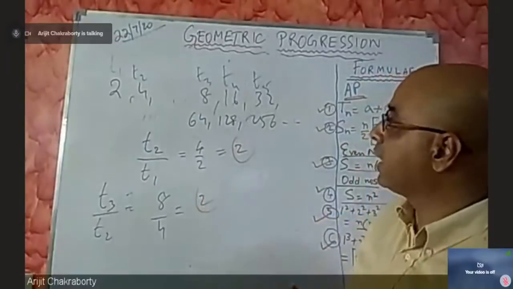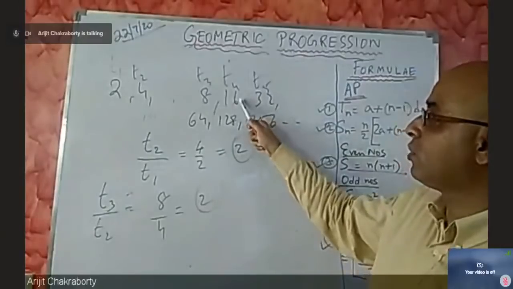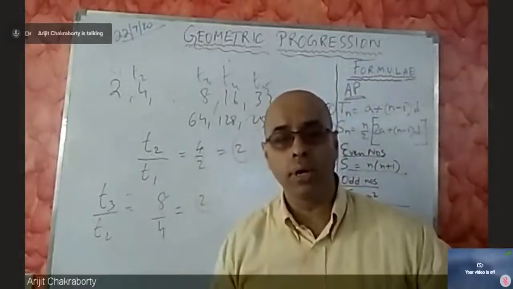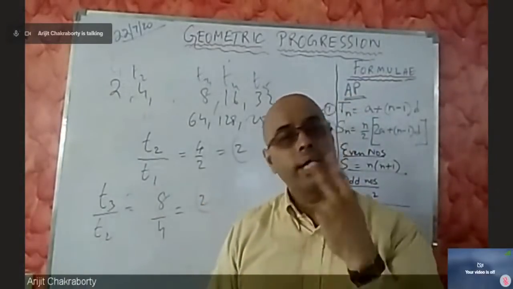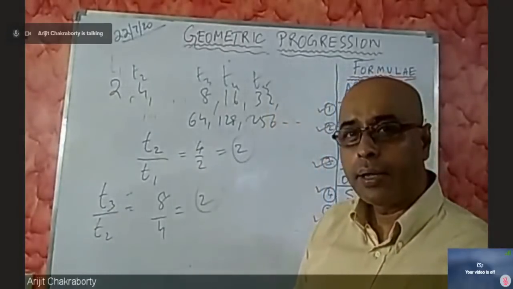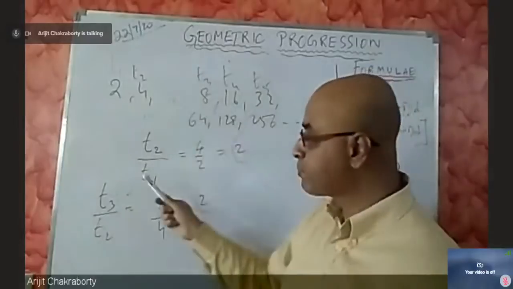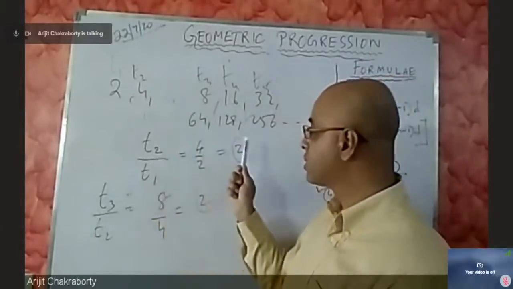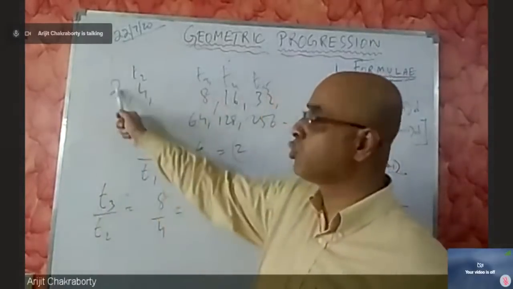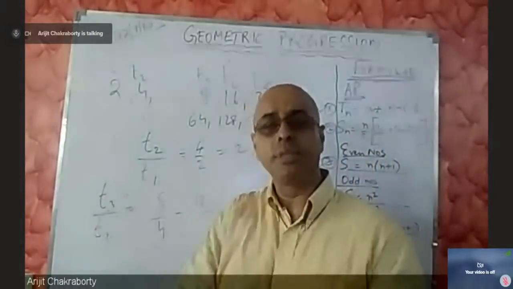That means here, this 2 is same. Again you take T5 and T4. T5 is 32. T4 is 16. So T5 divided by T4 is 32 by 16, which is again 2. That means here, the ratio between one term and its preceding term is same. 2, 2, 2 everywhere. In other words, you multiply 2 by 2, 4. 4 into 2, 8. 8 into 2, 16. 16 into 2, 32. 32 twos are 64.